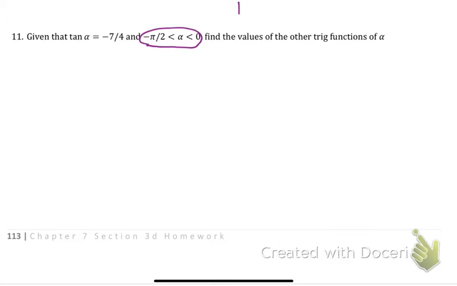So if you can see, this angle is between negative pi over 2 and 0. If pi over 2 is straight up, then negative pi over 2 will be straight down. So if I look here, negative pi over 2 would be right here. And it says it goes from negative pi over 2 to 0, so it's somewhere in quadrant 4. That's all this is saying: look in quadrant 4.